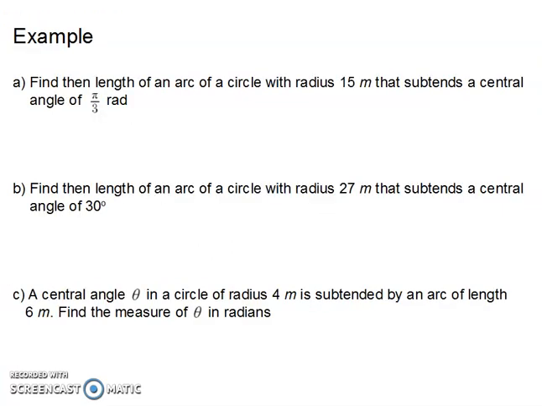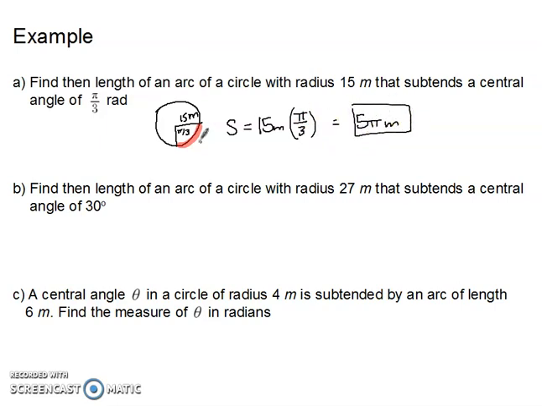So for example, we're going to find the length of an arc of a circle with radius 15 meters. So I'm going to draw a circle. My radius is 15 meters. It subtends a central angle of pi over 3 radians. So I'll draw an angle. This is pi over 3, and the question we are asked is to find the arc length formed by that angle. So all we're going to do is say that my theta is in radians, so S, my arc length, is going to be equal to 15 meters multiplied by my theta, which is in radians, giving me 5 pi meters. So the distance along that red highlighted arc is 5 pi meters.